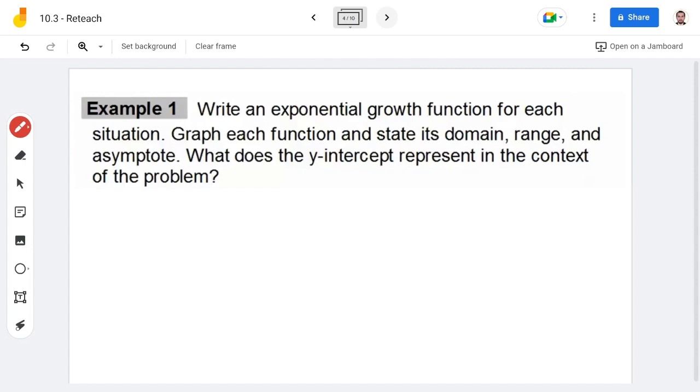The question will say, write an exponential growth function for each situation, graph each function, and state its domain, range, and asymptote. What does the y-intercept represent in the context of the problem? Now, we need to graph the function first. Then we need to state the domain, the range, and the asymptote. The asymptote is always y equals 0. I will tell you why. Then we need to find what the y-intercept represents. Now let's start with the first equation.